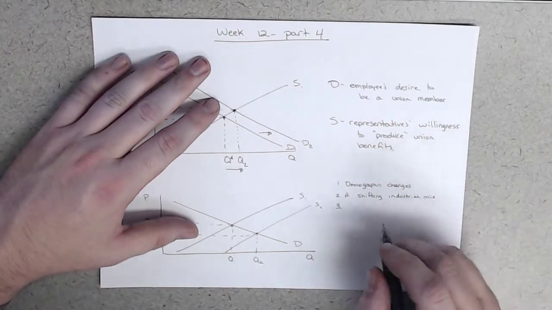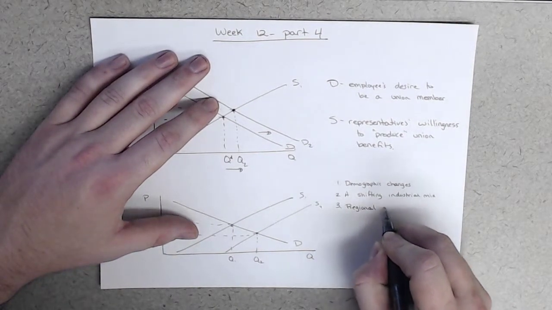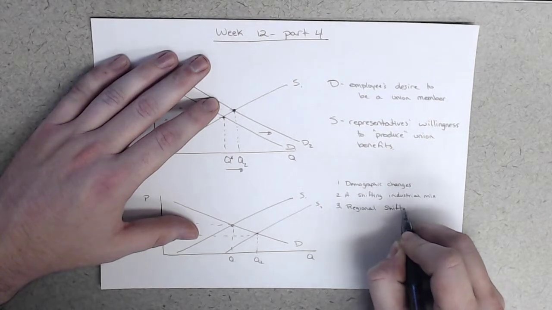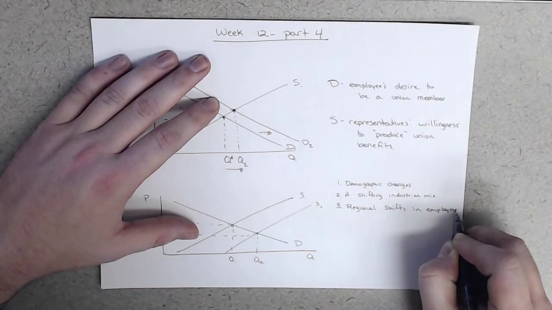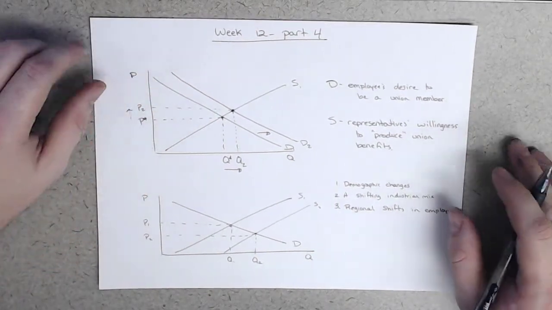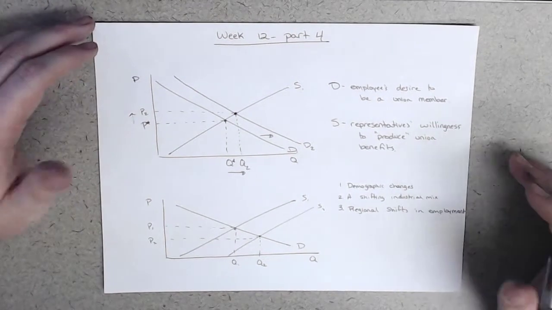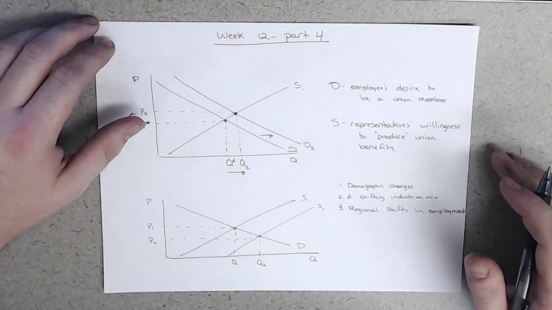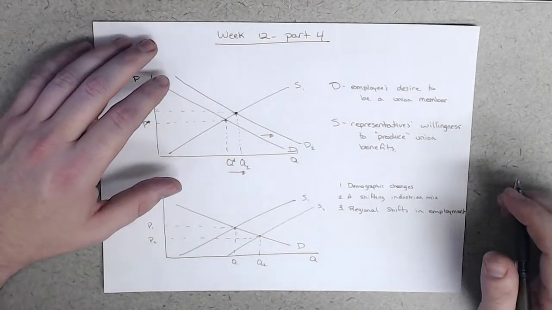The third one would be regional shifts in employment. Okay, so here people have tended to move to states that are least friendly towards unions for one reason or another, reducing the demand for labor union services.